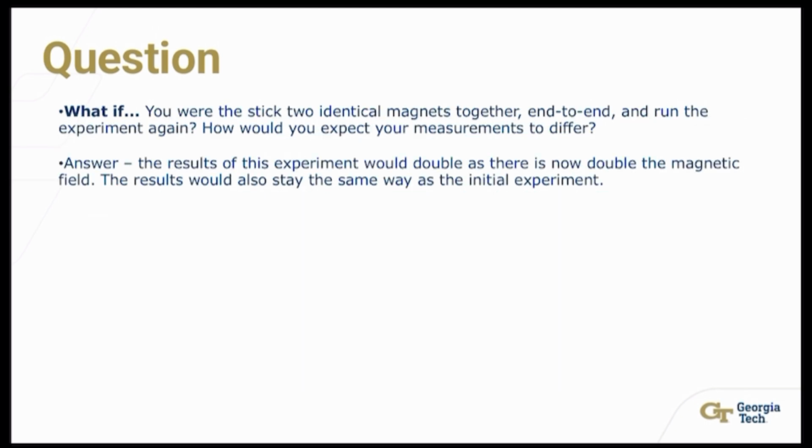Our final what-if question: if you were to stick two identical magnets together end to end and run the experiment again, how would you expect your measurements to differ? The results of this experiment would double, as there's now double the magnetic field. The results would also stay the same direction as the initial experiment. The process would be the exact same, but the data would change in the end.